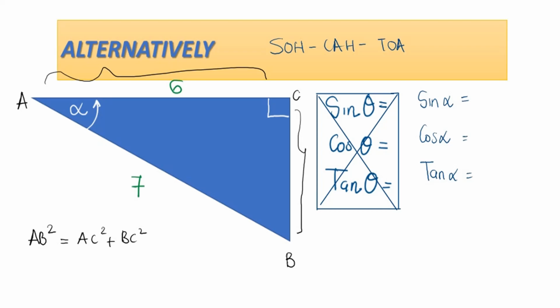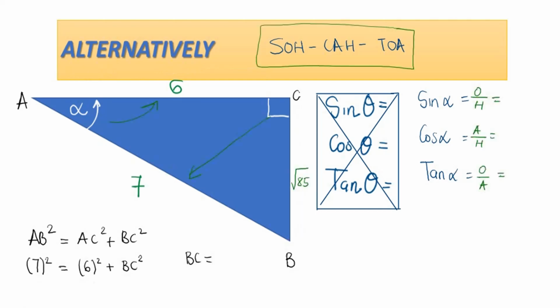What is our AB squared? We know that our AB squared is 7, so it's 7 squared, plus what is your AC? Your AC is 6 squared. And what is your BC? We are looking for your BC, right? So from here, you basically make your BC the subject of the formula, or you just isolate your BC, right?